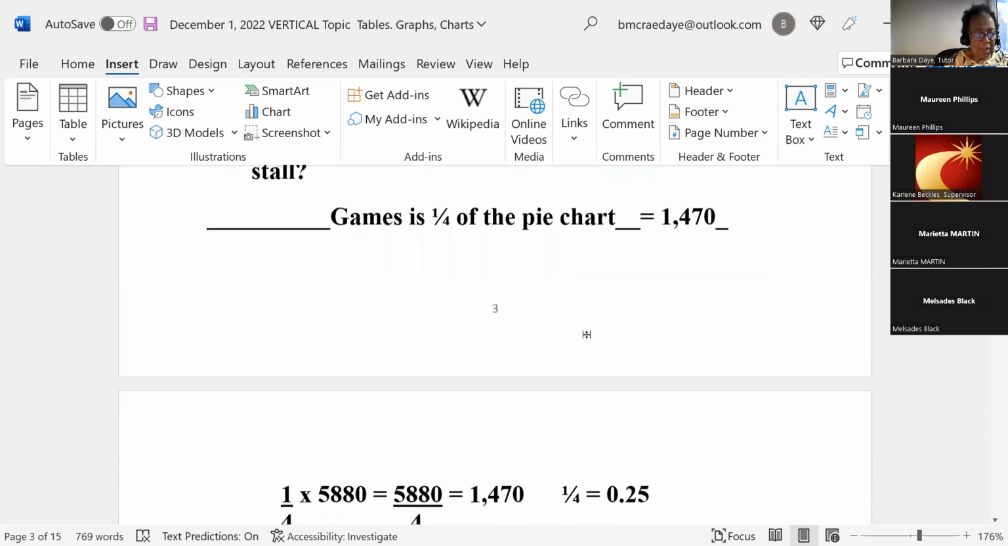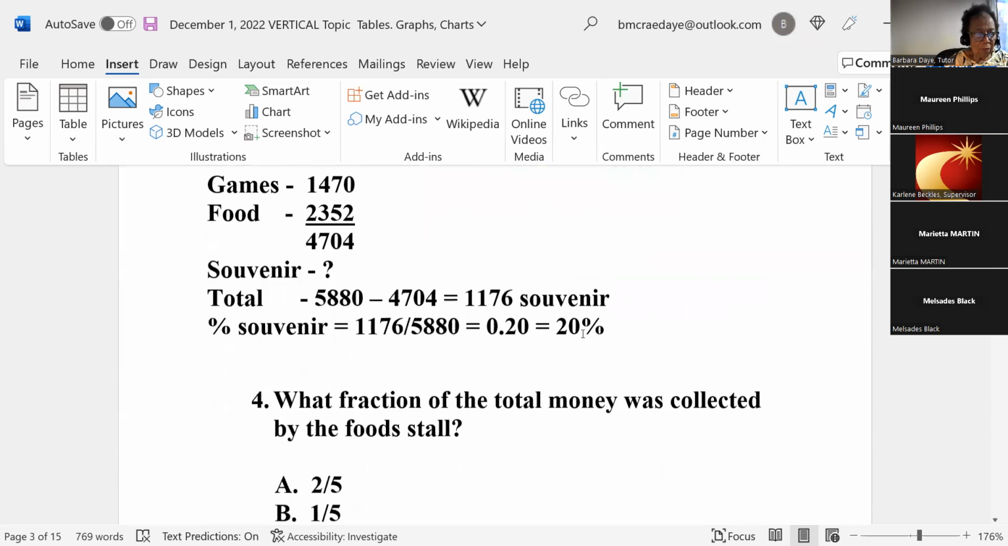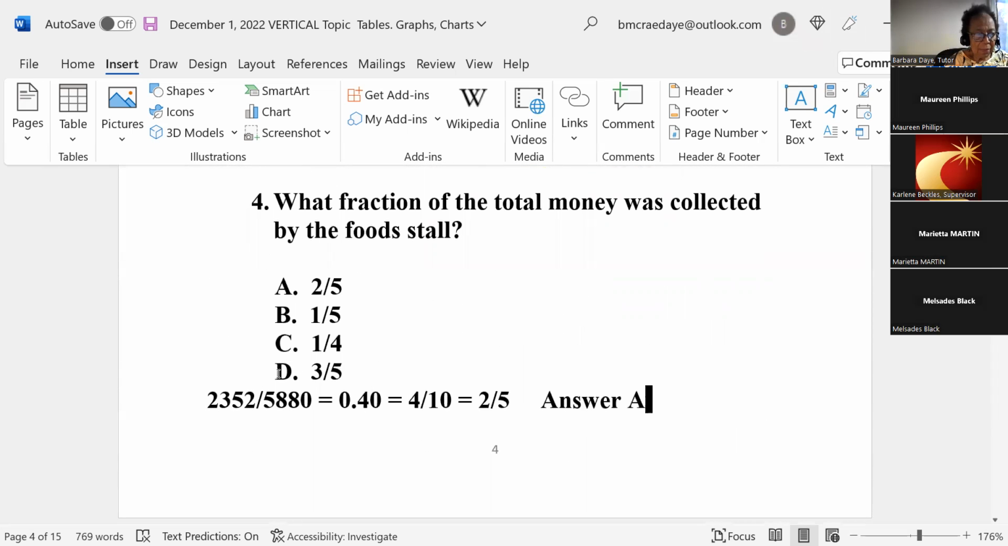2,352 and divide that by the total of all of the parts of the fundraiser. So the 2,352 divided by 5,008 over the total, you got the 0.4. Now the 0.4, you want to simplify it to a fraction. And 0.4 is 40 over 100. Let me just stick that in there.